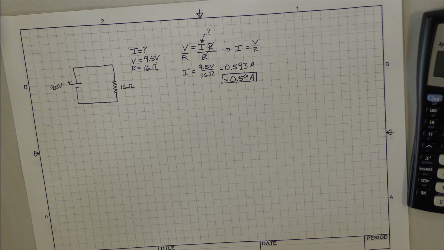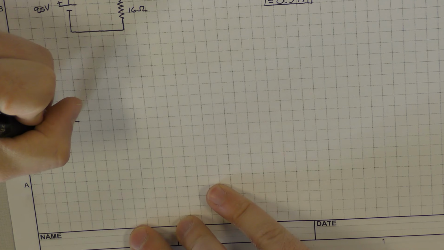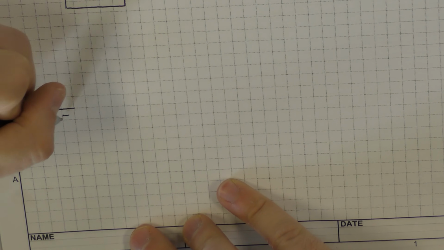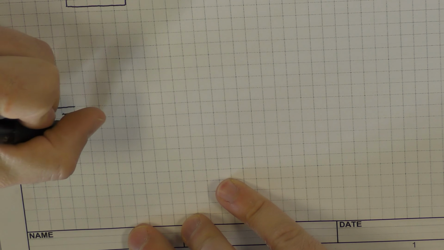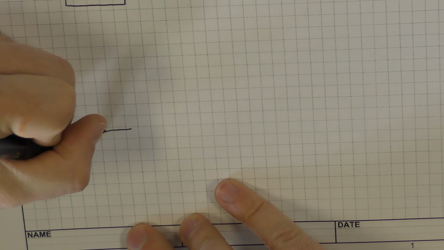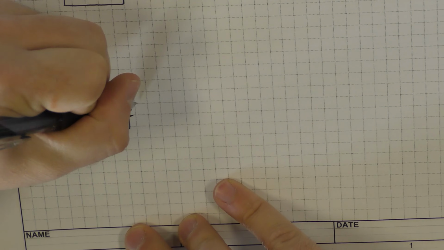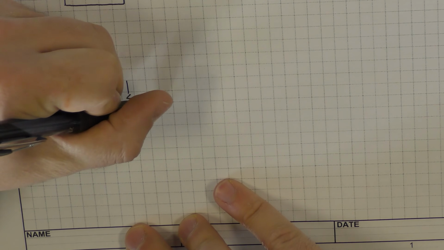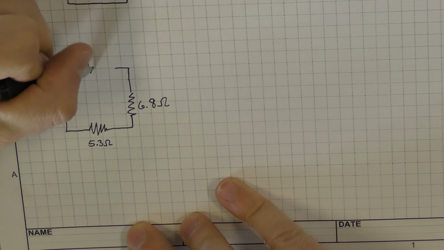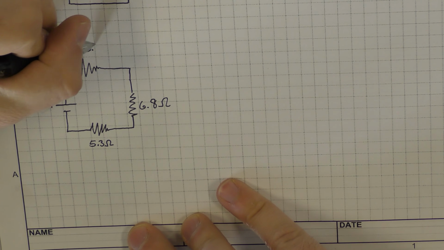Okay, let's do a little bit more complicated problem. Let's say that we have a circuit which is connected to a 16.5 volt power source, battery maybe. Let's say that it's got 3 resistors in it. This resistor has a resistance of 5.3 ohms. This resistor has a resistance of 6.8 ohms. And this top resistor up here has a resistance of, let's say, 10.1 ohms.